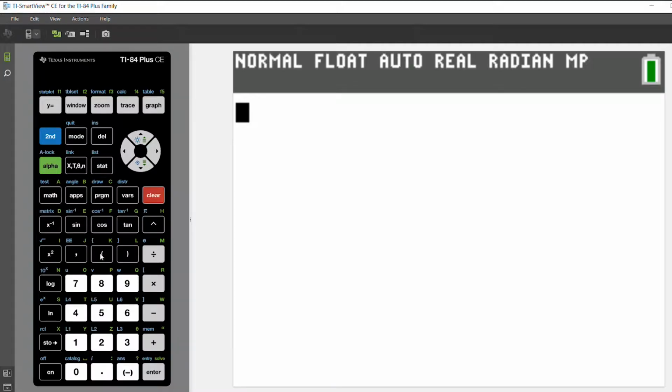The first thing to note is that we can group complex numbers with parentheses. So I'm going to put in 3 plus 4i. Now i is underneath of second and the decimal, or second and i.